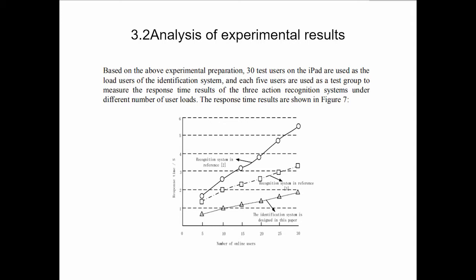3.2. Analysis of experimental results. Based on the above experimental preparation, 3 test users on the iPad are used as the load user of the identification system, and each 5 users are used as a test group to measure the response time results of the 3 action recognition systems under the different number of user loads. The response time results are shown in Figure 7.